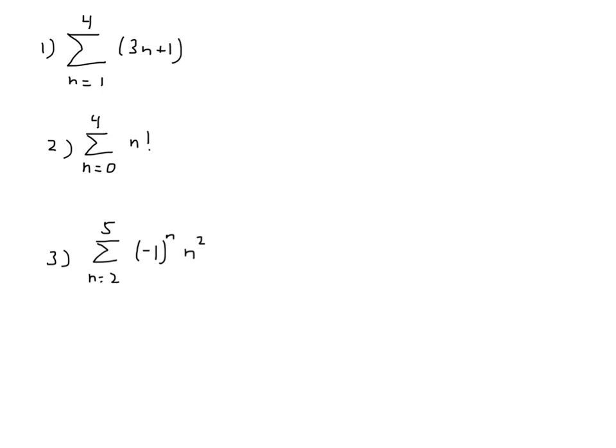In the first one, we're taking the sum as n goes from 1 to 4 of 3n plus 1. So I'm going to plug in the values of n. When I plug 1 in for n, 3 times 1 plus 1 is 4. Plus, when I plug 2 in for n, I get 3 times 2, which is 6, plus 1, which is 7. Then when I plug 3 in for n, I get 3 times 3 plus 1, which is 10. And when I put 4 in for n, I get 12 plus 1, which is 13. And so I add those up. 4 plus 7 is 11, plus 10 is 21, plus 13 is 34. So that partial sum is equal to 34.